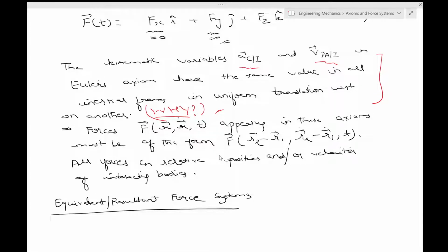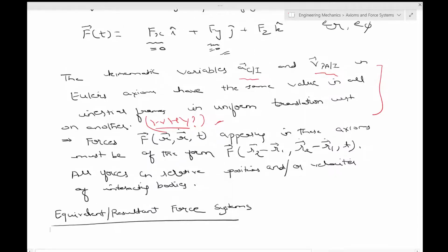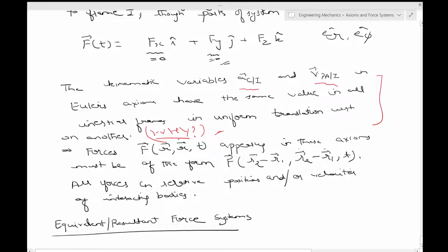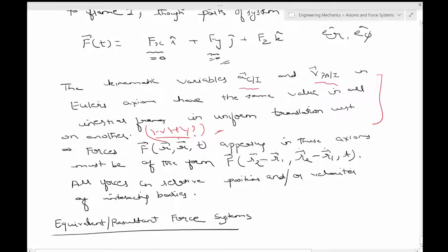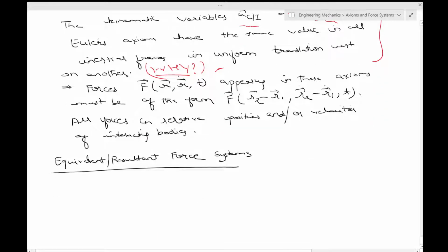Now if we want to use the Euler's axioms which we have just discussed, one of the key parts which we haven't yet discussed is about our ability to calculate the external forces and the external moments. So we need to compute F and MO.